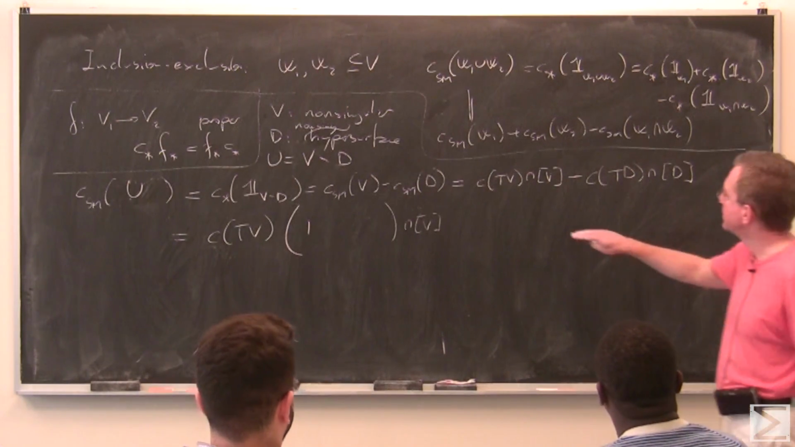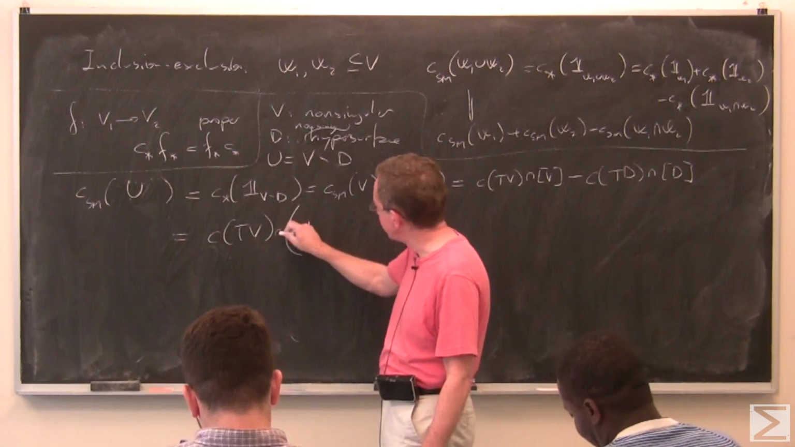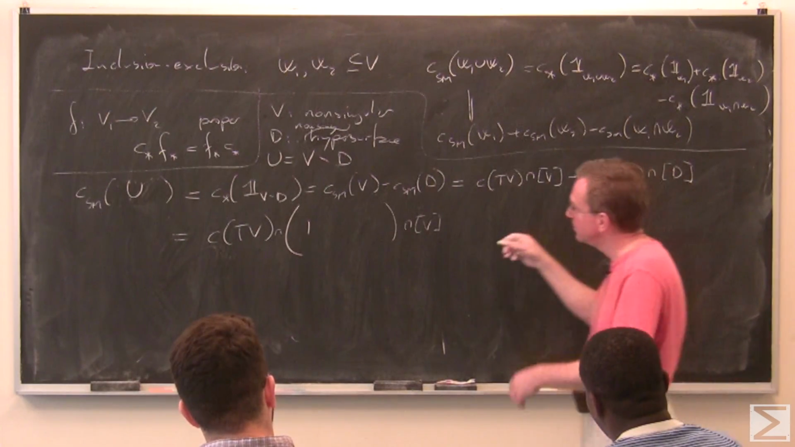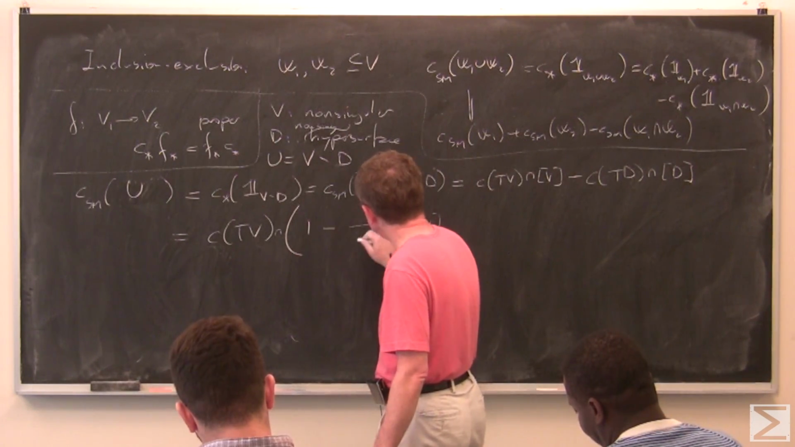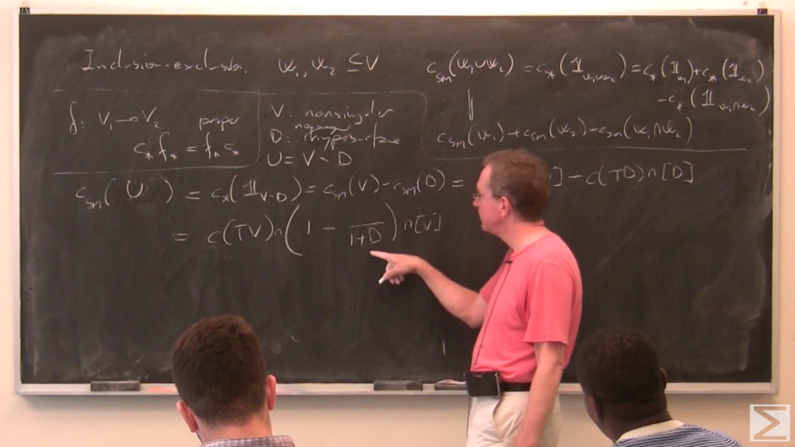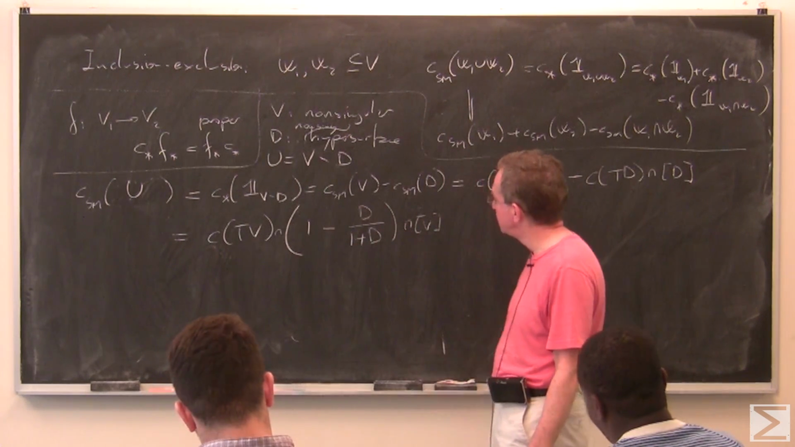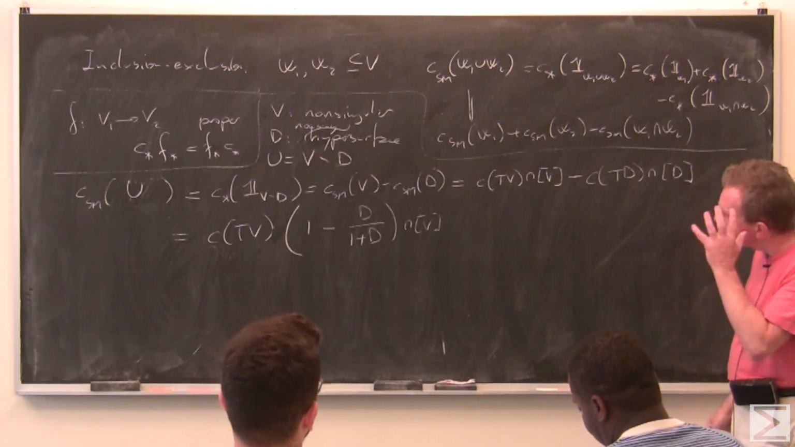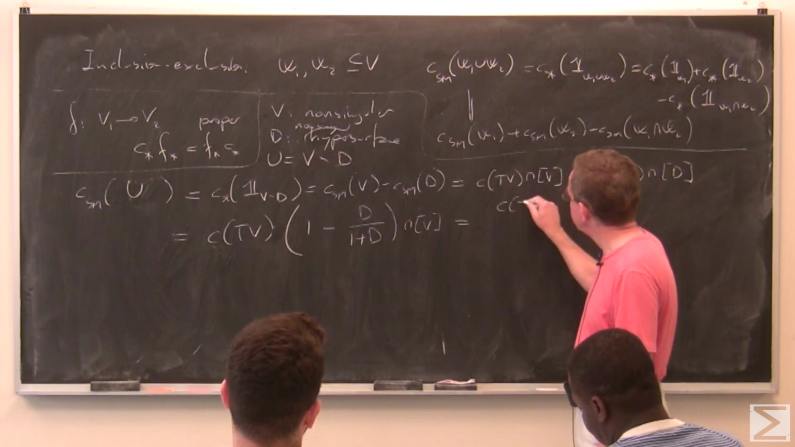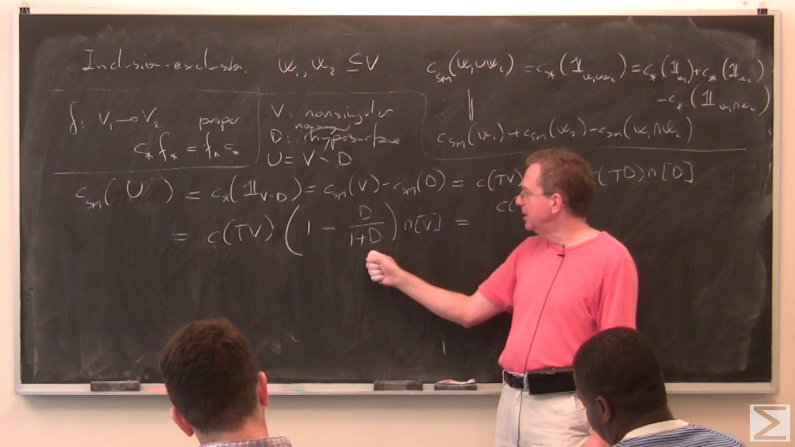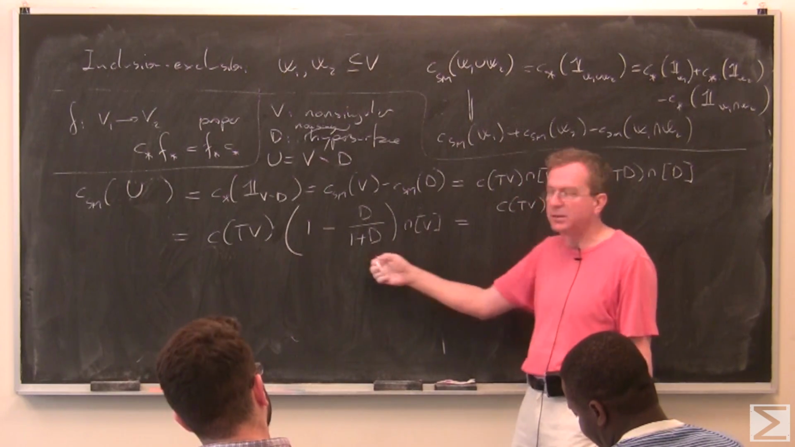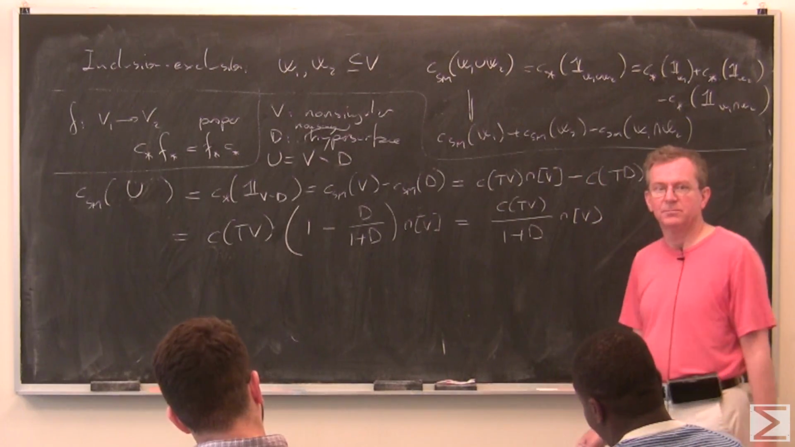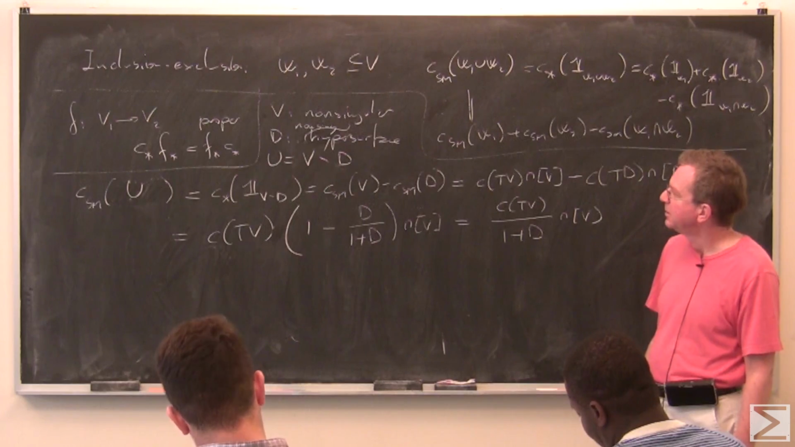I was doing this, and c of TV cap [V] is c of TV cap [V]. What is this? It's a Chern class of a divisor in V, so I need to divide by the normal bundle. That will give me the Chern class of D, and then apply to [D]. There's too many caps. I don't need all these caps. But, very complicated computation, right? This is c of TV. What's 1 minus D over 1 plus D? It's 1 over 1 plus D.